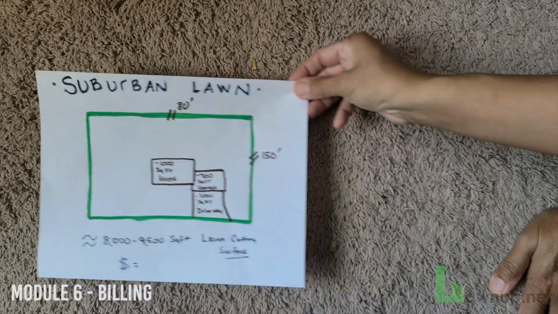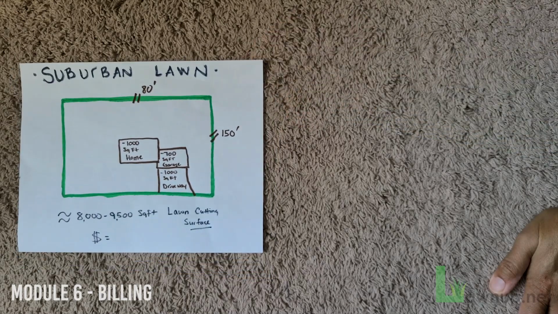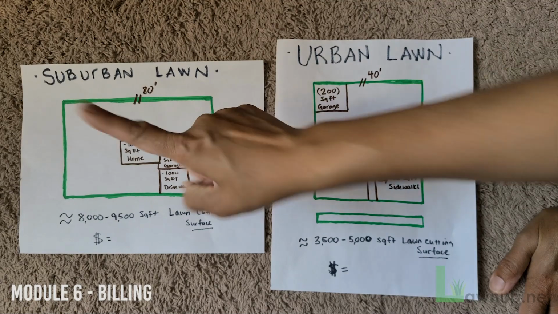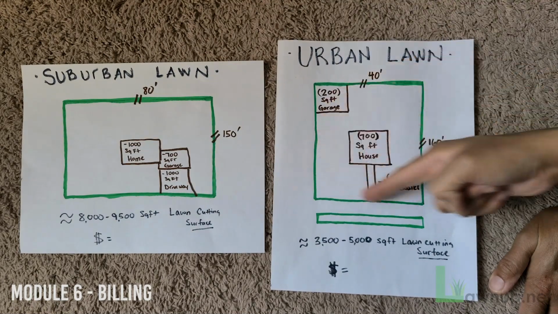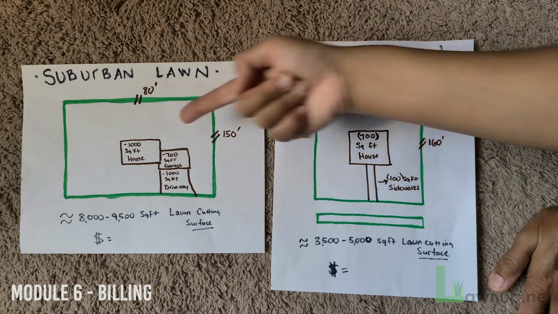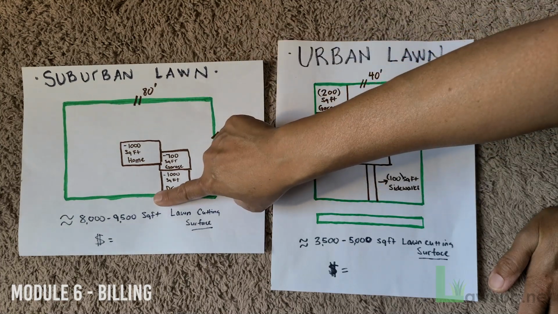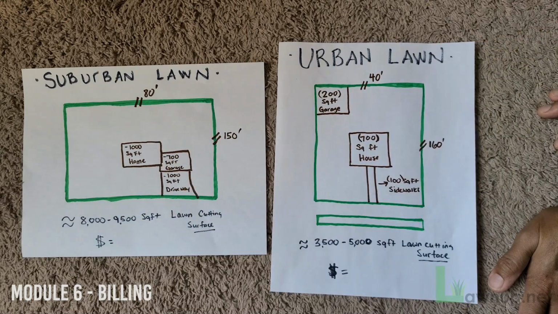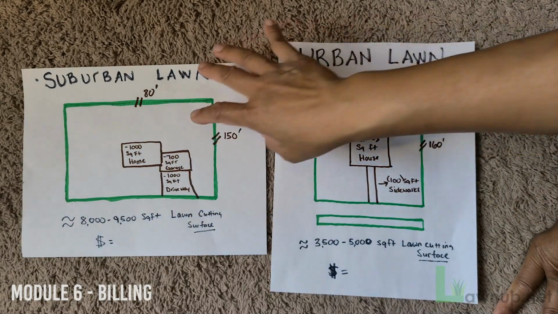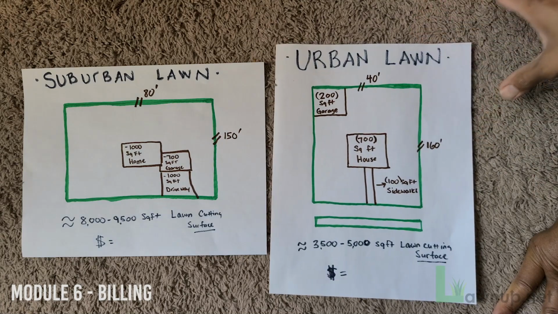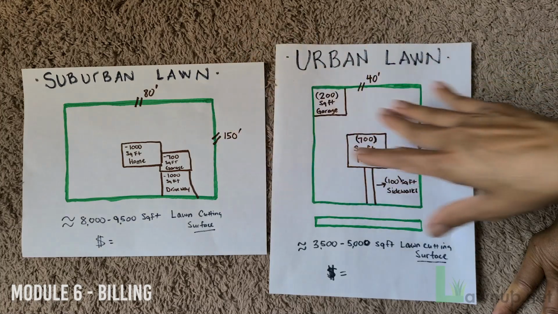So I hope that really gives you an idea of the 2 lawns that you will most likely encounter, a suburban lawn and an urban lawn. The areas that you would consider what to cut, what not to cut, the square footage size of lawn cutting surface, and the price as well. I hope this helps. And this should really help you going forward on what to expect when you see your lawn, and possibly what to charge from these two types of lawns.